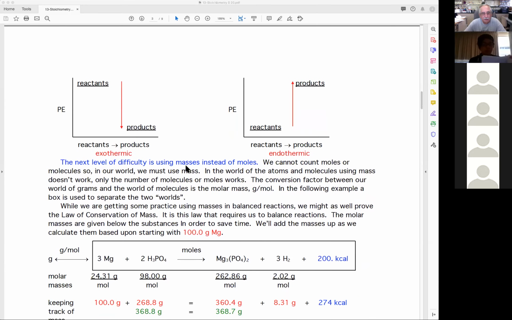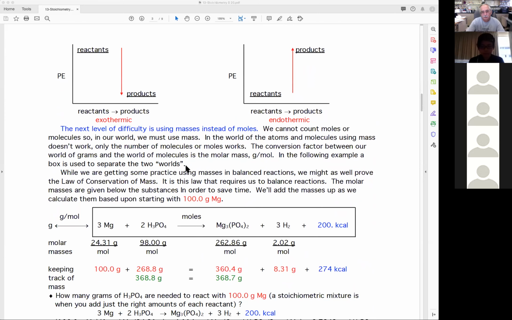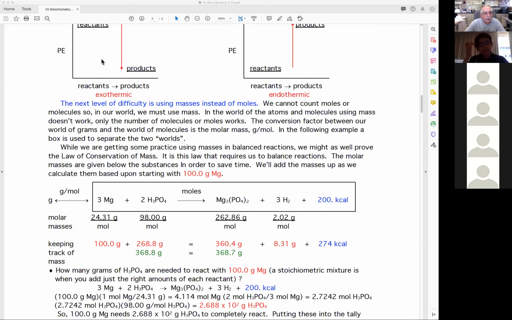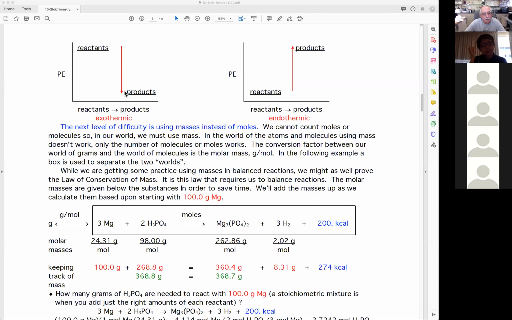So here's an energy diagram, and I introduced this previously. So here's potential energy on the y-axis, and on the x-axis, it's not really time, but it's the conversion of reactants into products. So you can see here, the reactants have a lot of potential energy compared to the products. So when you convert reactants into products, you're giving off all this energy represented by that red arrow.